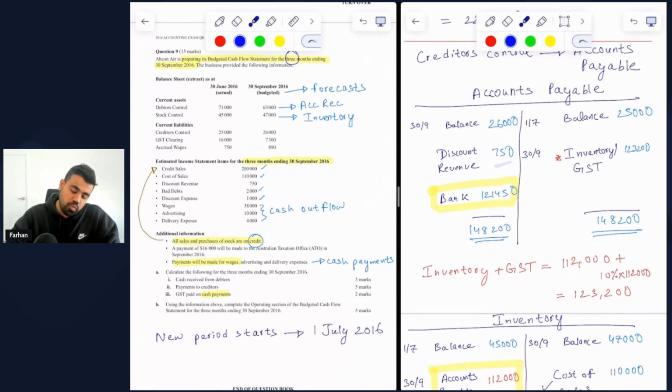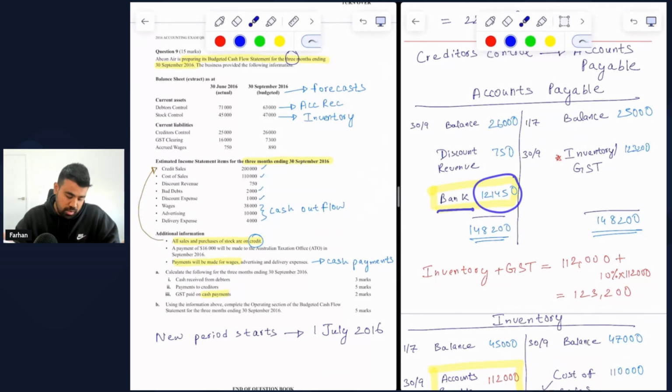Next, this is what we had to calculate ourselves using the same rules that we have done so far for balancing the ledger accounts. We calculate the total for everything on the heavier side, which is the credit side. We add 25,000 with 123,200, and we get 148,200, which must be the total on the debit side as well. And once you subtract the discount revenue of 750 and the closing balance of 26,000, you're left with 121,450, which is referring to the cash that we have paid for purchases made on credit to our accounts payable during the 3 months ending 30 September 2016.